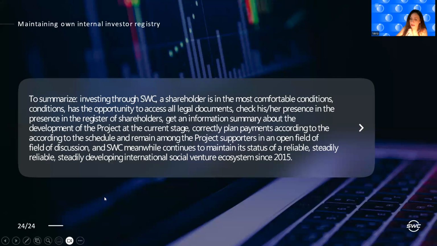To summarize, investing through the Skyward community, a shareholder is in the most comfortable conditions, has the opportunity to access all legal documents, check his or her presence in the register of shareholders, get an information summary about the development of the project at the current stage, correctly plan payments according to the schedule and remain among the project supporters in an open field of discussion, and SWC meanwhile continues to maintain its status of a reliable, stable, and developing international social venture ecosystem since 2015.